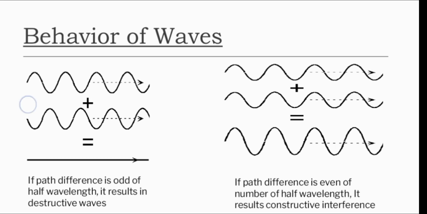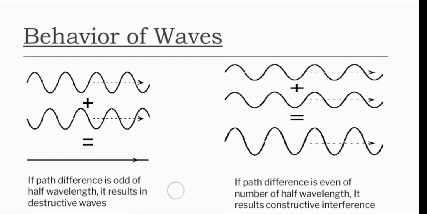So over here you can see these two light waves are of equal magnitude and are traveling in the same direction, and the two waves are adding, right? But they are 180 degrees apart from each other. So what happens is they will combine, and ultimately the overall effect will be zero. This says that if the path difference is an odd multiple of half a wavelength, it results in destructive interference.